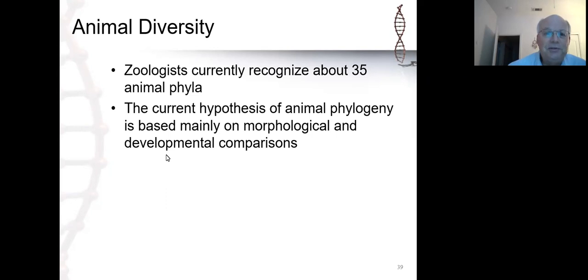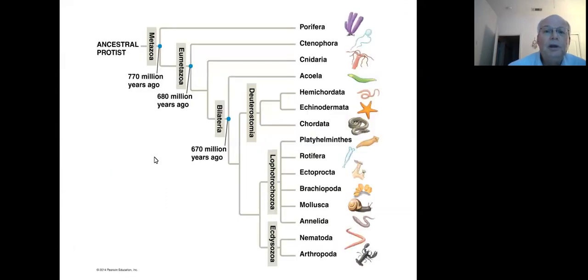But on that basis, we can go through and create a phylogenetic tree that looks something like this. Now, this shows the major clades. It doesn't show all of the clades, obviously. If there are 35, perhaps 36 currently recognized phyla, clearly they're not all present here on the phylogenetic tree. But this is the currently accepted phylogenetic tree of the animal kingdom, showing the major clades that we're going to discuss in the next two chapters.